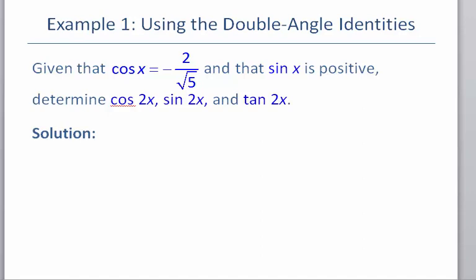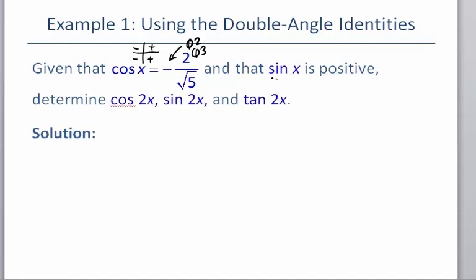The first thing that we can look at is the fact that cosine is equal to a negative value. We know that that only happens in certain quadrants. Remember that cosine is positive in the first and fourth quadrant and negative in the second and third. So we know right now that that angle is going to have to lie in either quadrant 2 or quadrant 3 because it is negative.